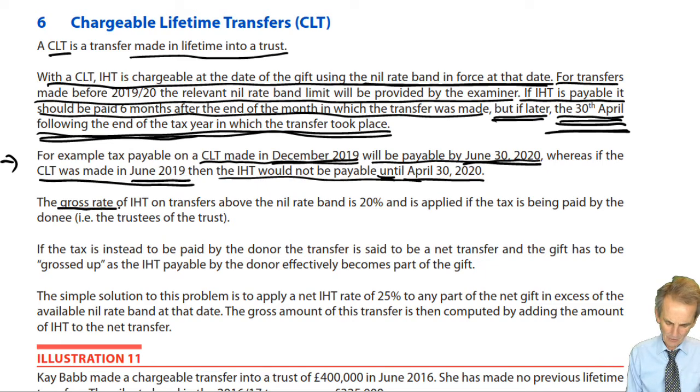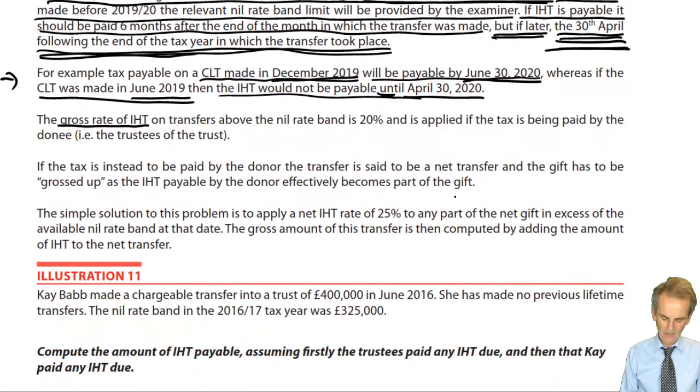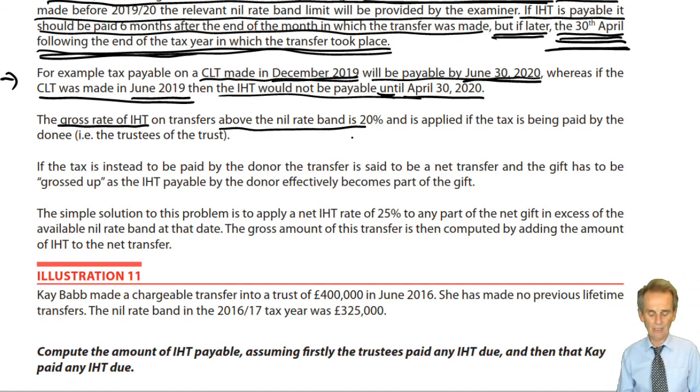We now use the term the gross rate of IHT on transfers, again remember, above the nil rate band. We still have these nil rate bands available. Even though these are chargeable when made, we use the nil rate band in force at the date, the tax year in which the transfer was made. We talk about a gross rate to begin with, and that gross rate is 20%, i.e. half of the death rate. On death, any lifetime transfers chargeable on death, any chargeable estate at death go above the nil rate band, and as you know well by now, it's a 40% rate of tax.